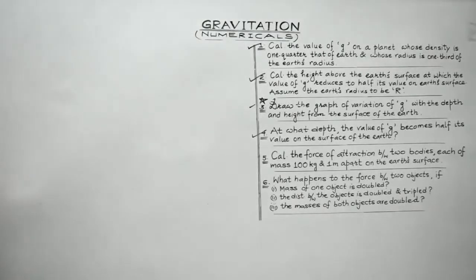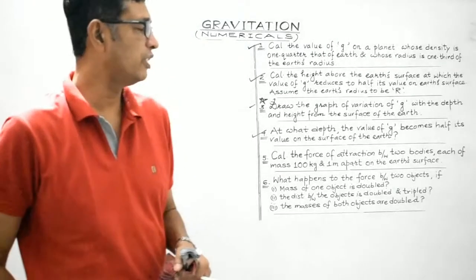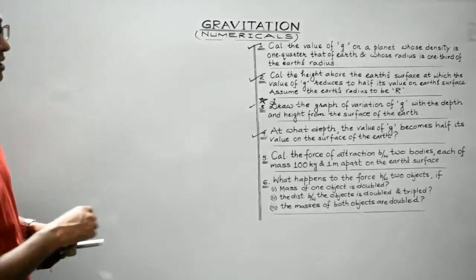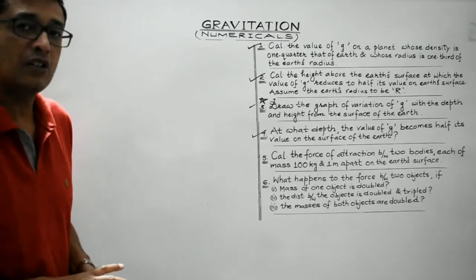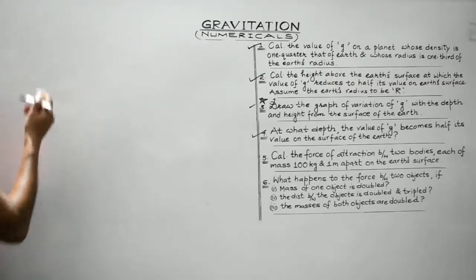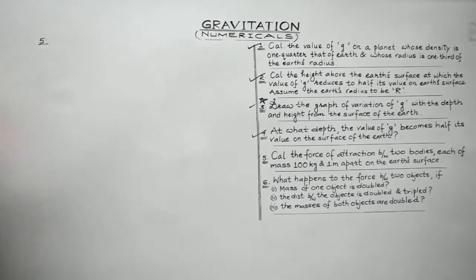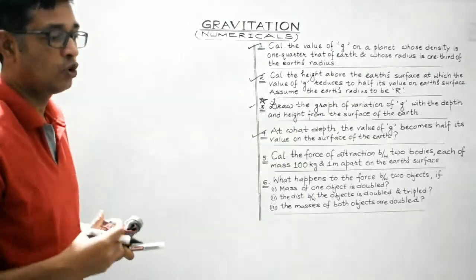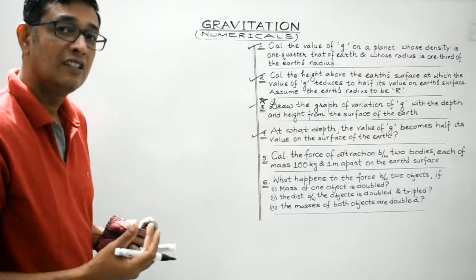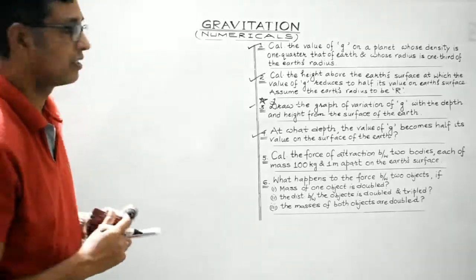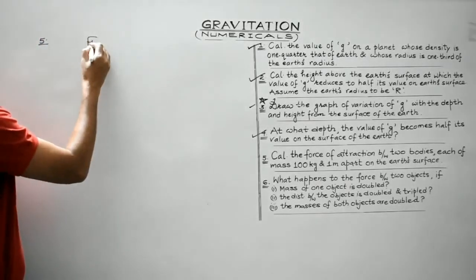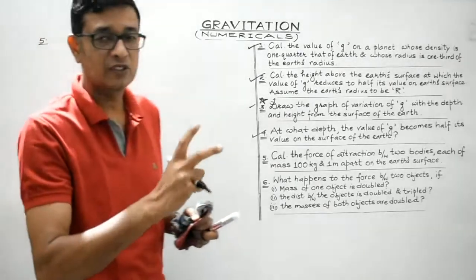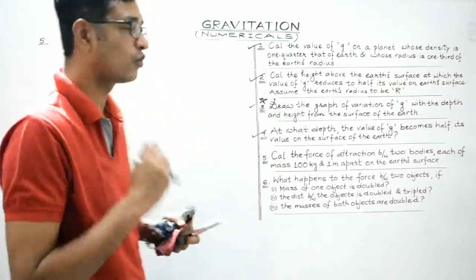Okay, let's try question number 5. Calculate the force of attraction between the two bodies, each of mass 100 kg and 1 meter apart on the Earth's surface. Now we are aware of the universal law of gravitation. Between any two material bodies there exists a gravitational force of attraction, the magnitude of which is directly proportional to the product of masses of the two bodies and it obeys inverse square law.